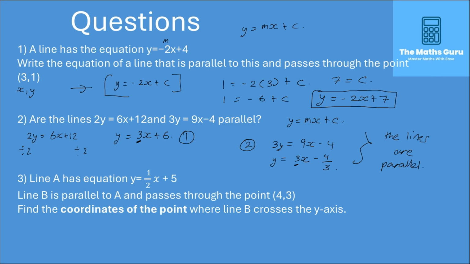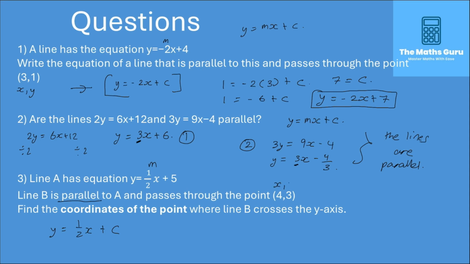Okay, looking at our question number 3, we're told line A has the equation y equals half x plus 5. Line B is parallel to A and passes through the point 4, 3. Find the coordinates of the point where line B crosses the y-axis. So there are a few stages in this question. First of all, we notice that the gradient will be the same. So our m value will be the same because our lines are parallel. So we have our general equation for this parallel line as y equals half x plus c.